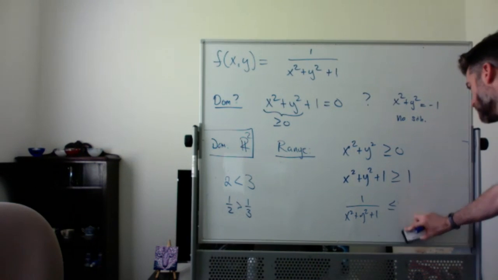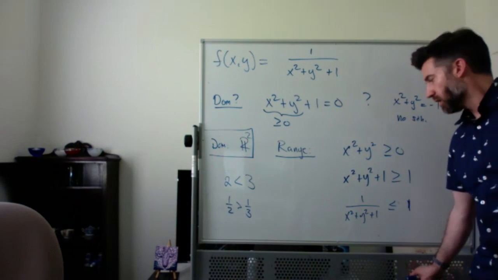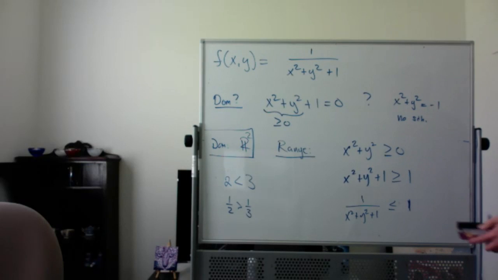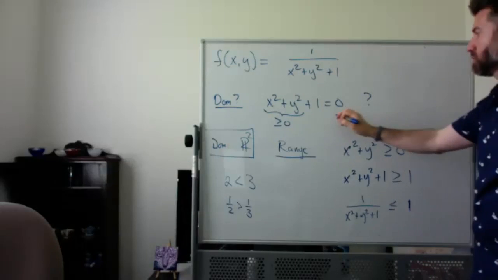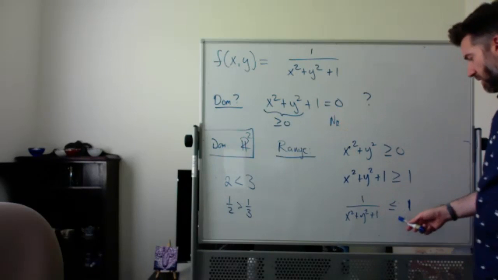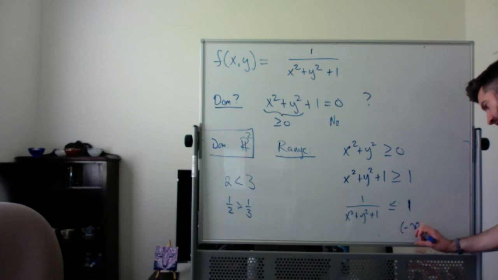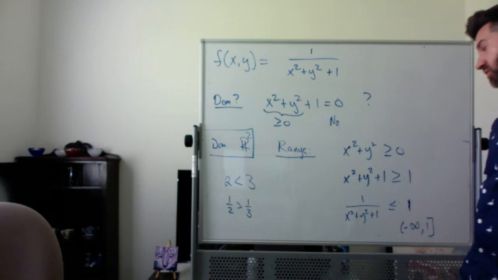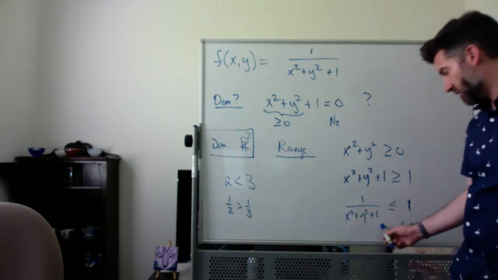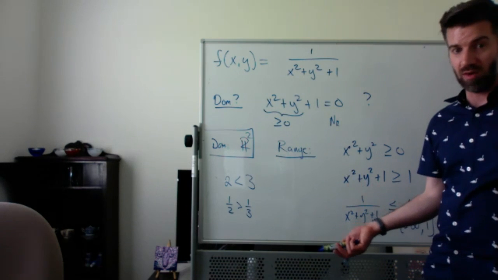Now, you have to be careful and write nicely. You might say the wrong range if you wrote this. You might end up saying, well, if it's less than or equal to 1, that means it's everything from -infinity up to 1. But we know that's not right, because even though it has to be less than or equal to 1, this thing down here can never be negative, right? We already said x squared plus y squared is bigger than or equal to 0.